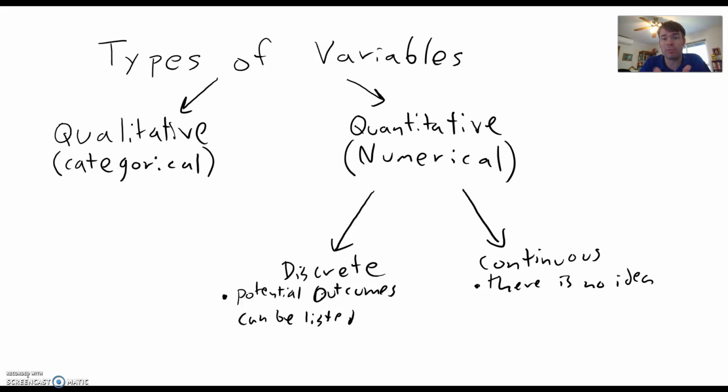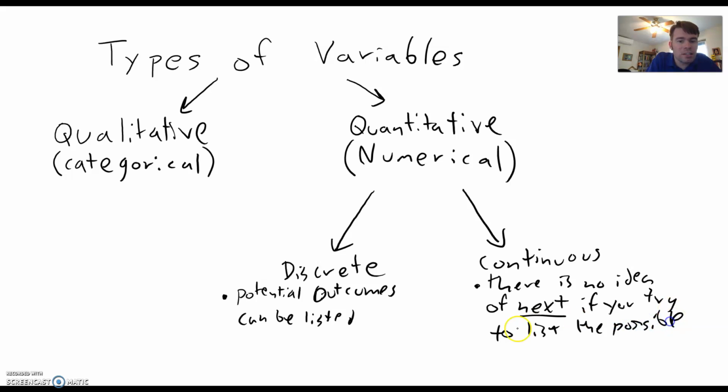Okay, maybe that's the next. Nope, 2.01 was in there. Oh, maybe that's the next. No, that's not the next either. 2.000000001 is in there somewhere, and there is no next number. So there is no idea of next if you try to list the possibilities. Now again, this is about the possible outcomes, not about the actual data that you collect. If I actually sampled 5 individuals and got 5 values, of course I can put those in a list. But we're saying I couldn't make a list of all the potential outcomes.